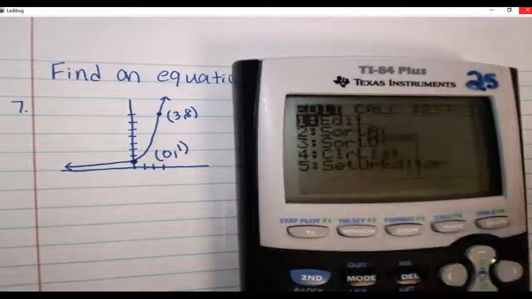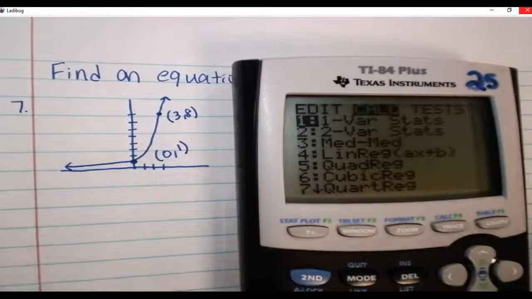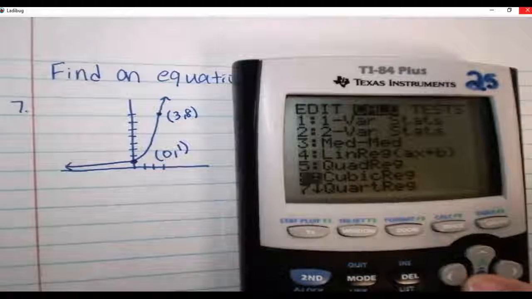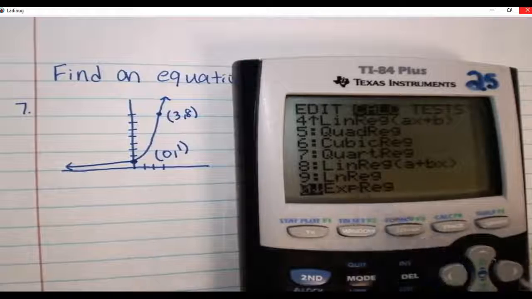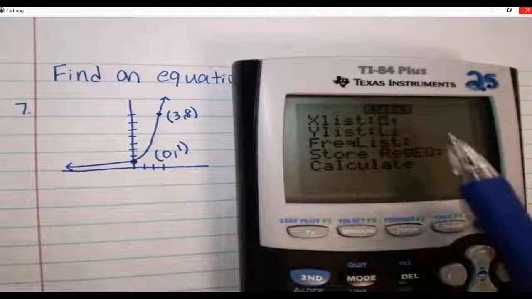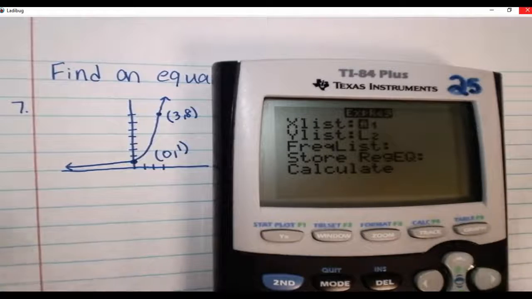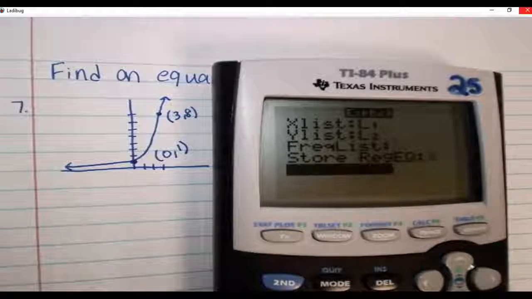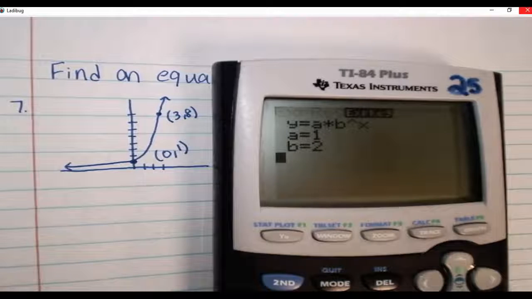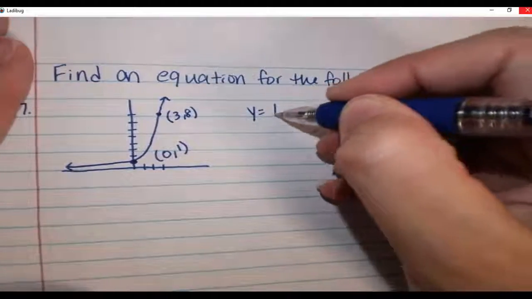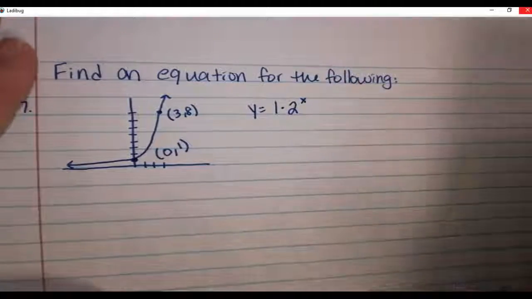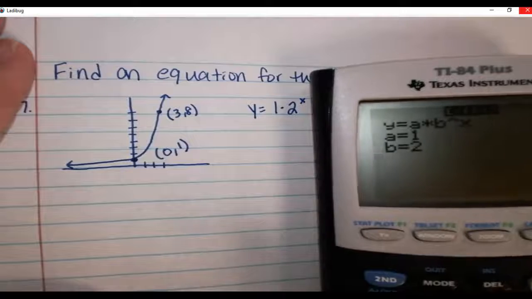And then we go stat, calc. And this is exponential. So if you scroll down to number 0, it says exp reg. So that's exponential regression. So that's what we want. You want to make sure that this says L1 and L2, which it should unless you change it, so don't. And then you hit enter. And there it is. So it tells us our A is 1 and our B is 2. So y equals 1 times 2 to the x. Any questions?